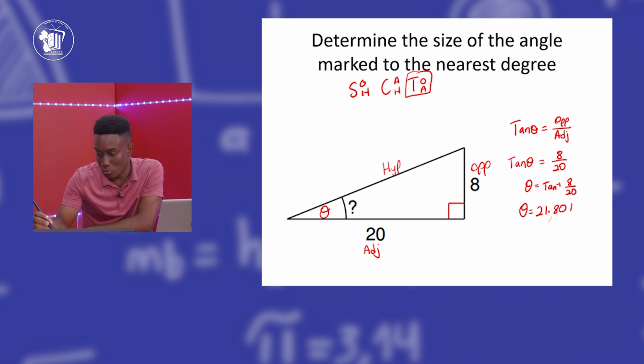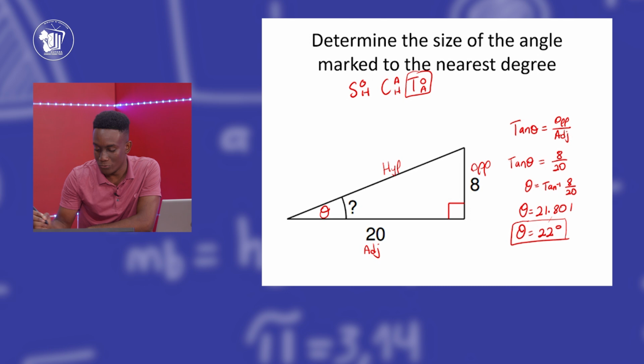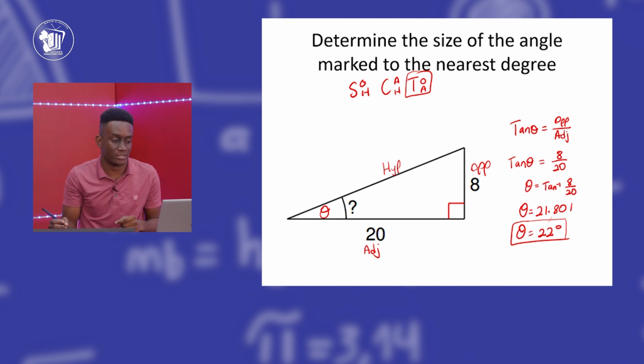21.801. So remember, they wanted the nearest degree. So theta will be equal to 22 degrees. So that is our value for theta.